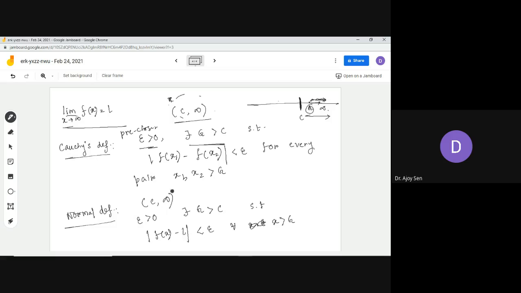So in the normal definition, the same thing happens. You have to choose some domain c to infinity, and the rest of the things are like that. You choose an epsilon greater than 0, a very small number, and for that epsilon you will be able to find the g, which is obviously greater than c. g is a number greater than c, and for all x greater than g, that means whenever x lies after g, the value of |f(x) minus l| is less than epsilon. Epsilon means a small number which you have chosen, and this difference will be less than that.